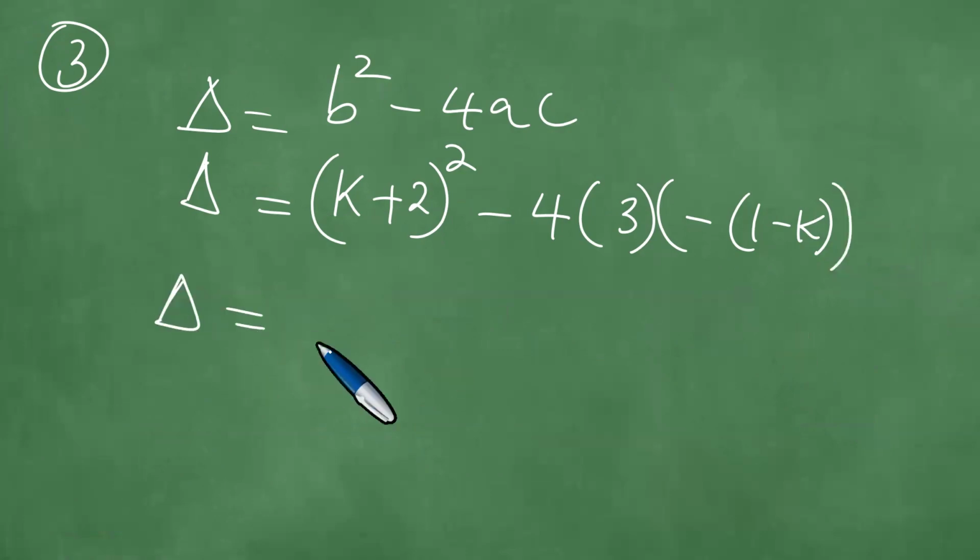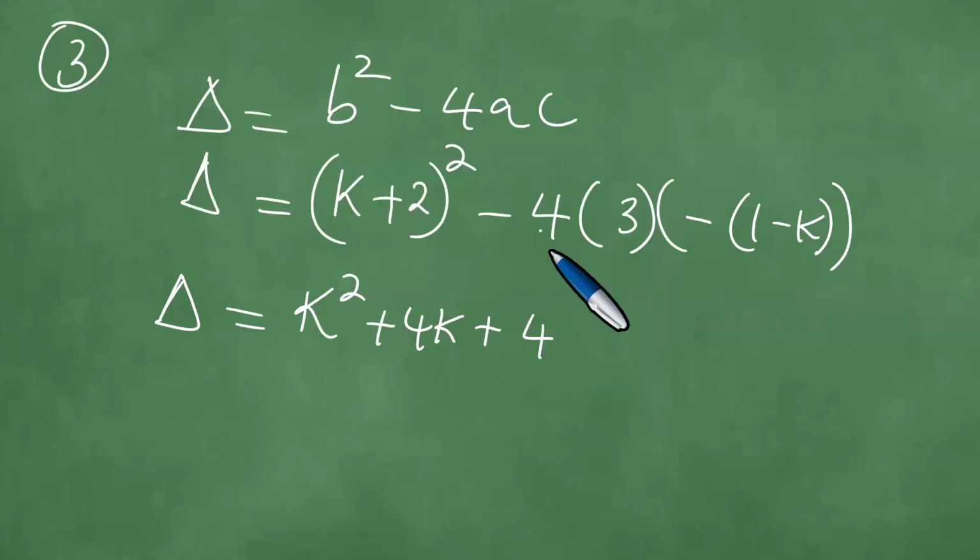So we have delta, the discriminant, and now we need to square some of these things. If you square these, k squared, and then k times 2, which is 4k, plus 2 squared is 4. And then you multiply negative by negative, which is a plus. And then 4 by 3 is 12, 12 by 1 is 12. And then 12 by k, particularly it's going to be 12 by minus k, which is minus 12k. Right, so let's look at these, and that's what we have.